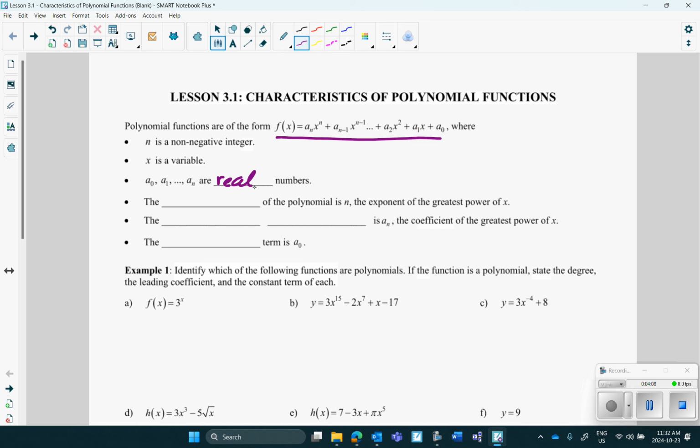Every polynomial function has a degree. And how do we find the degree of the polynomial? We look for the highest exponent in the polynomial. So in that previous one I gave you, the degree would have been 4, because the highest exponent was x to the fourth. In a quadratic, the degree is 2, because the highest exponent is 2. The number in front of the variable with the leading exponent is called the leading coefficient.